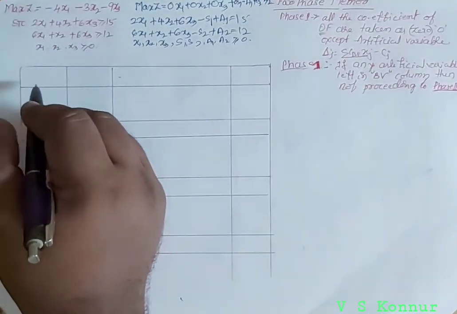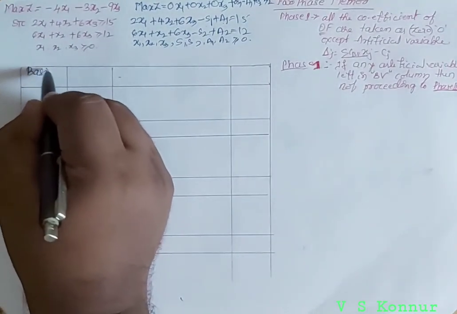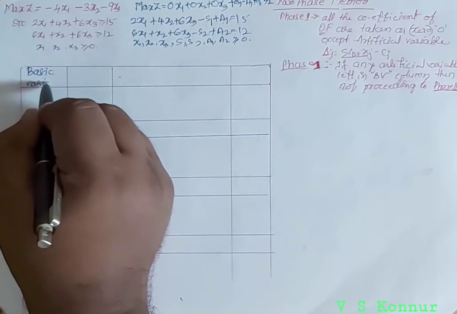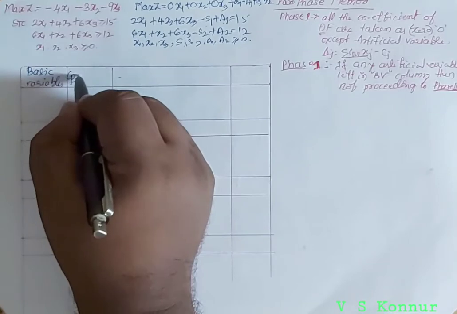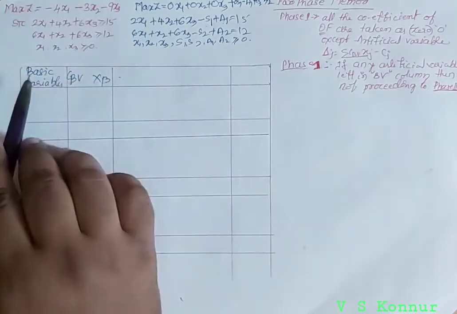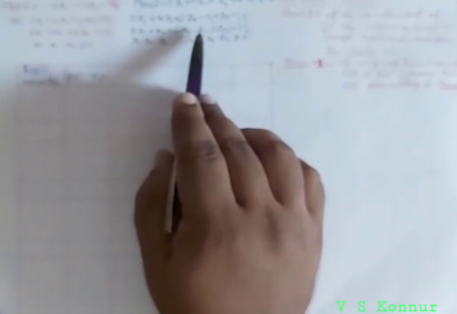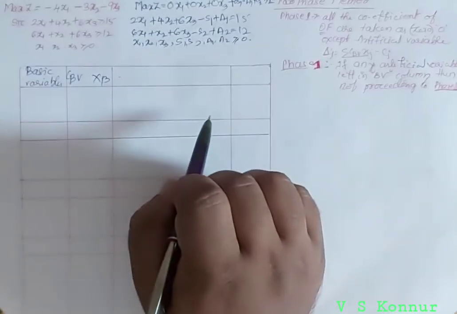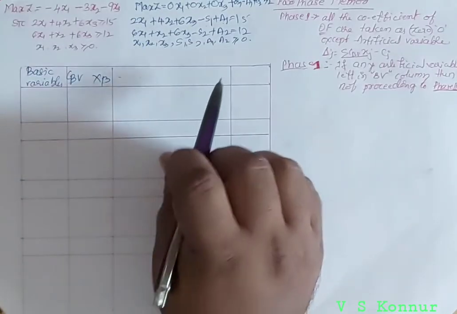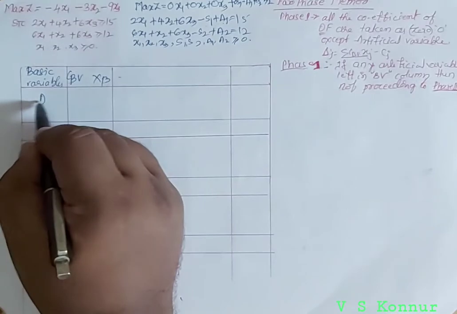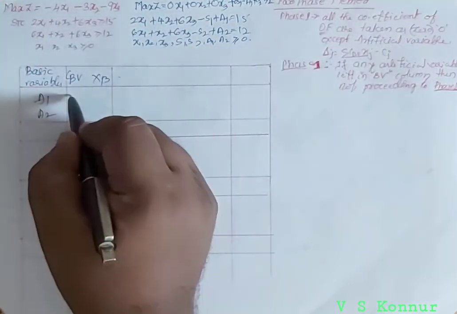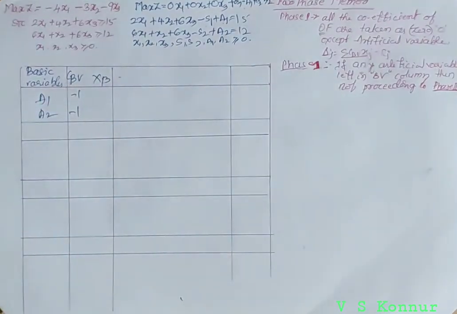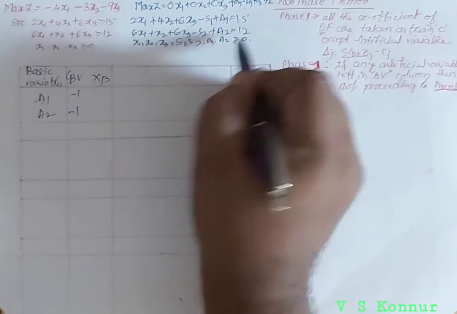Now in the first phase, we write the basic variable, then the coefficient of the basic variable, then xb. The basic variables are nothing but a1 and a2. The surplus variables will never become basic variables. Because of that, a1 and a2 will be considered as basic variables. a1 and a2 have minus 1 as the coefficient in the objective function. The xb's are 15 and 12.